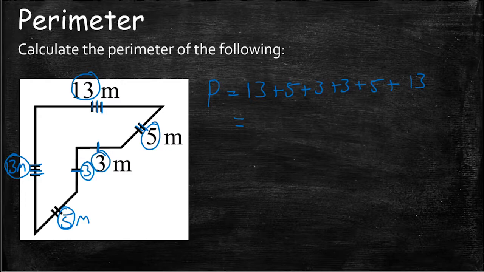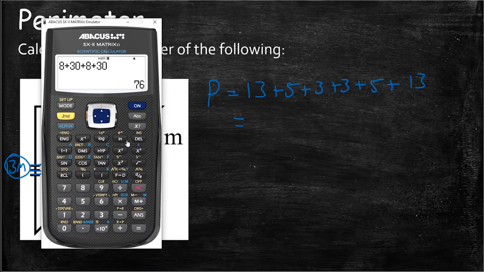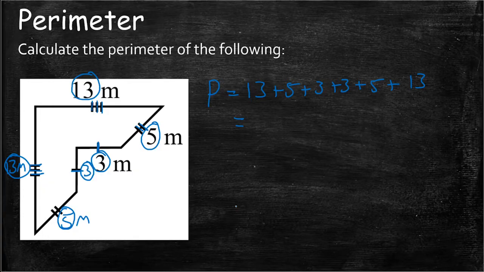So what we're going to do is we're going to grab the calculator out again and we'll add up all those lengths together. We've got 13 plus 5 plus 3 plus 3 plus 5 plus 13. That gives me 42. So the length of the outside of the shape, the perimeter of the shape, is going to be 42 meters. We pick meters because that's what all of the units are in.